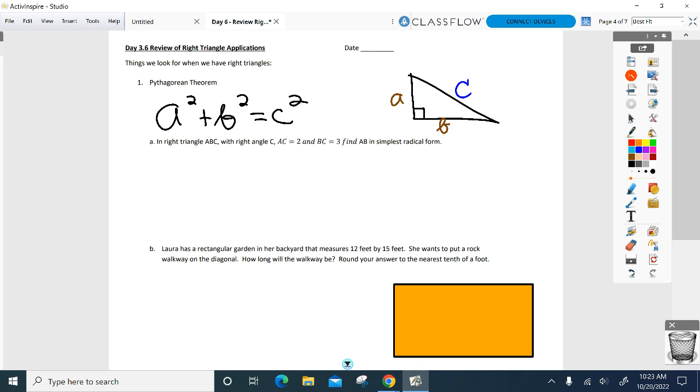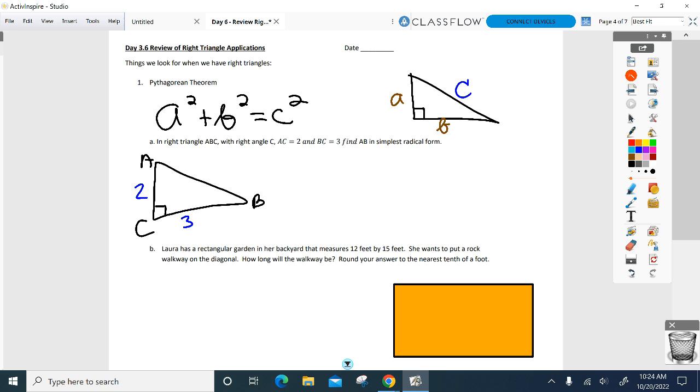Draw part A for me. Here we go. Letter A. Right triangle ABC. C is your right angle. A and B can go anywhere, but C's got to be the right angle. AC is 2, BC is 3. Find what AB is in simplest radical form.